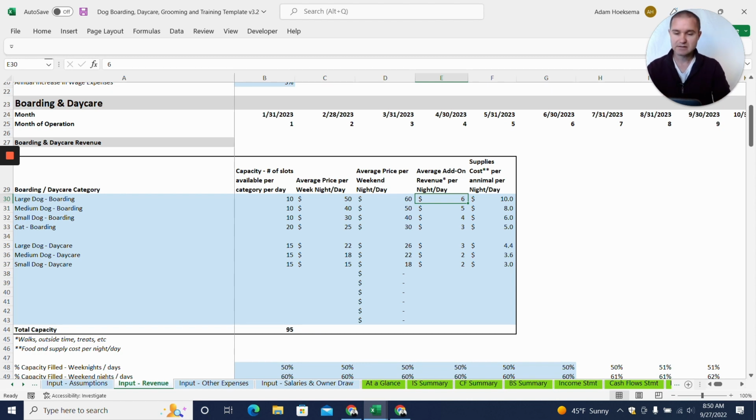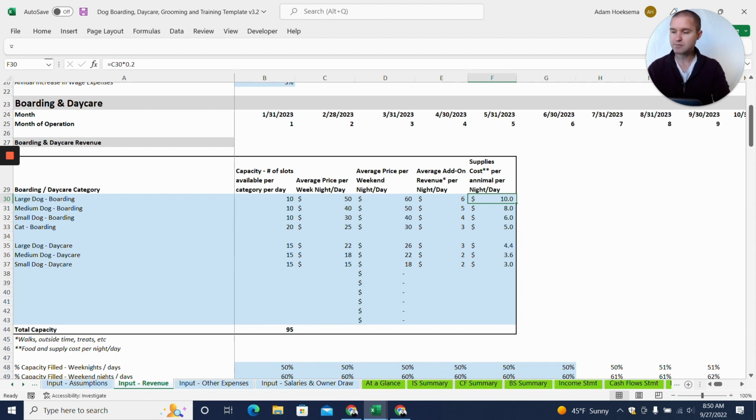And then this is your cost. So what's it going to cost you to feed the dog and any other supplies you need for the night? We're saying, hey, we're going to charge $60 plus $6 in additional add-on revenue, but it's going to cost us $10 worth of supplies, food primarily, to take care of the dog for the day.